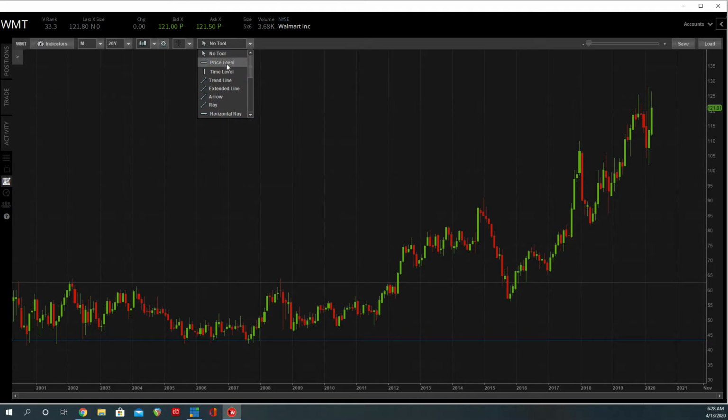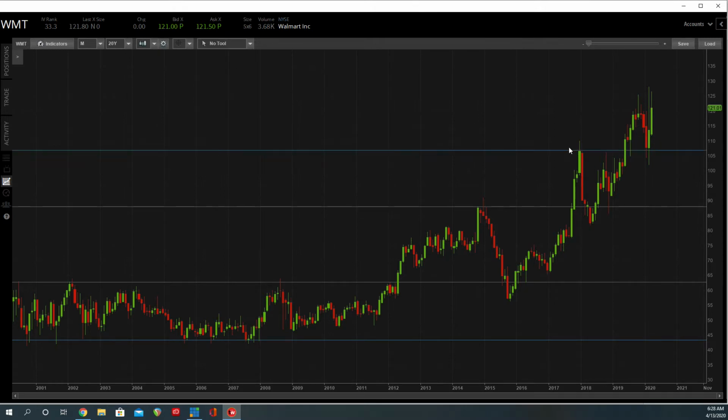Let's set some more price levels here. Let's catch this high here. And let's go catch this high here. And let's go catch that most recent high. All right, I want to catch all three of those kind of together.